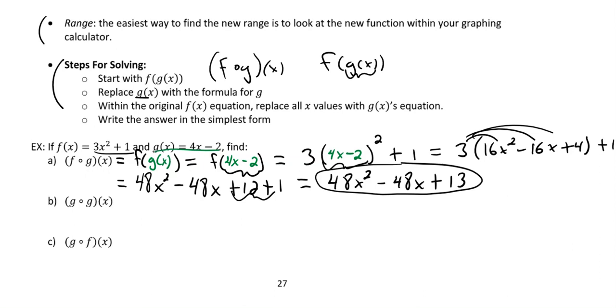So now we're just going to do it different ways here. These ones could be a little bit confusing, because this one says GOG, or g of g of x, right? So it's kind of hard to figure out what's happening here when it's written in this form. So step number 1, I'm going to write this as g of g of x.